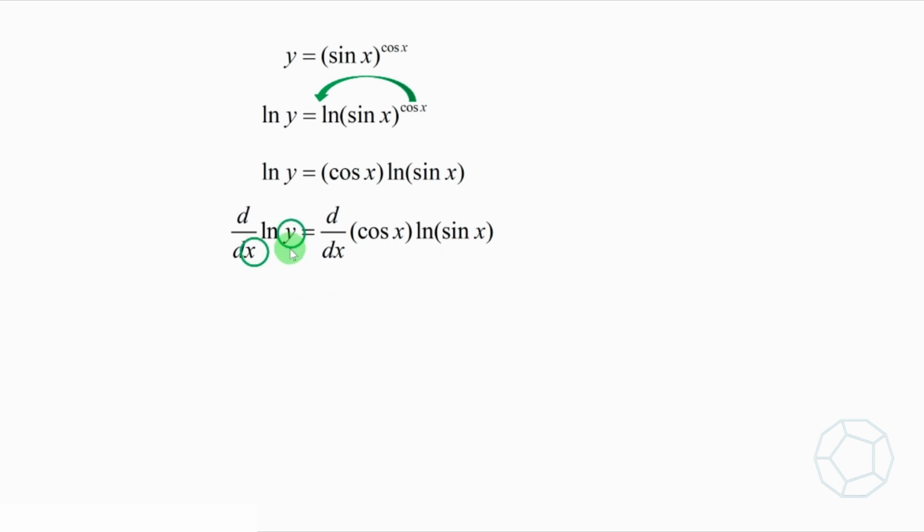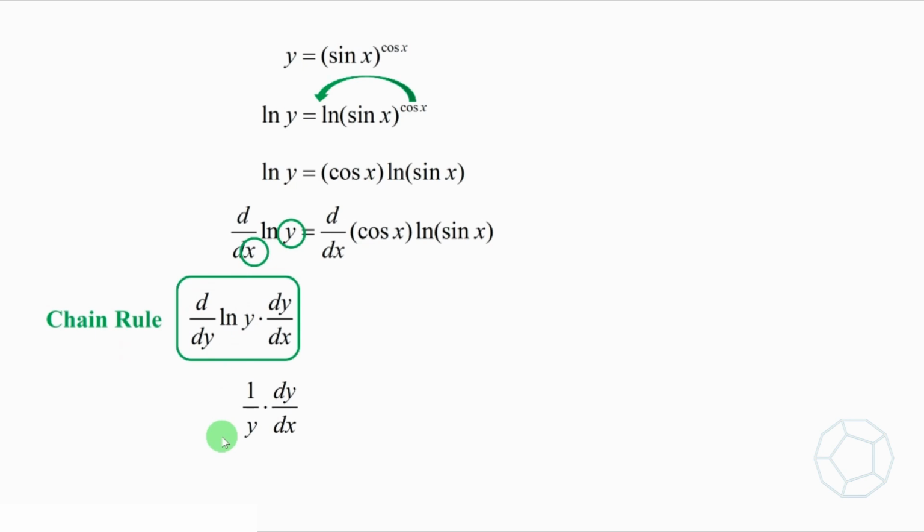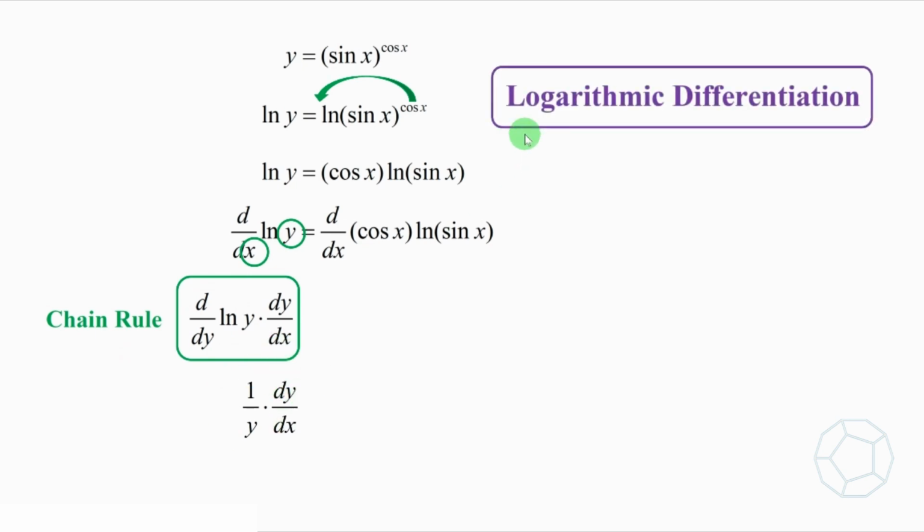For the left-hand side, the variable is y but not x. Therefore, we have to apply chain rule in the following way. Differentiate log y is 1 over y, and don't forget the dy dx. This method is called the logarithmic differentiation.